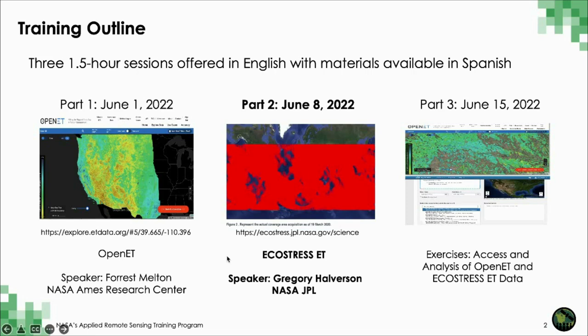Today the focus is going to be on the ECOSTRESS ET product, which is a global product. ECOSTRESS is relatively a new sensor. And we have a guest speaker today from NASA JPL, Gregory Halverson. He is going to focus on how to access ECOSTRESS ET data, how to subset it and analyze it in great detail. Then next week we have exercises where we will also go through some of the steps to get OpenET data and ECOSTRESS ET data.